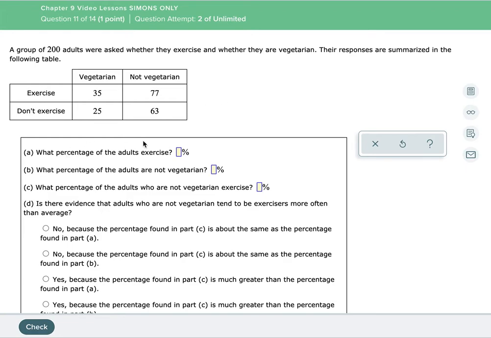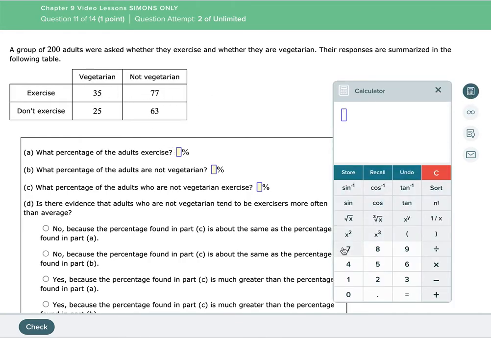So what percentage of the adults exercise? Well, how many total exercise? 35 plus 77, that's how many, right? So you go 35 plus 77, and that's out of the total number of people. So there's 112 out of 200. So 112 divided by 200. And that gives you 0.56. Move that decimal point over 2 spaces. So go 1, 2. That gives you 56%. So 56% of people exercise this time, all right? So a little higher than the last one.